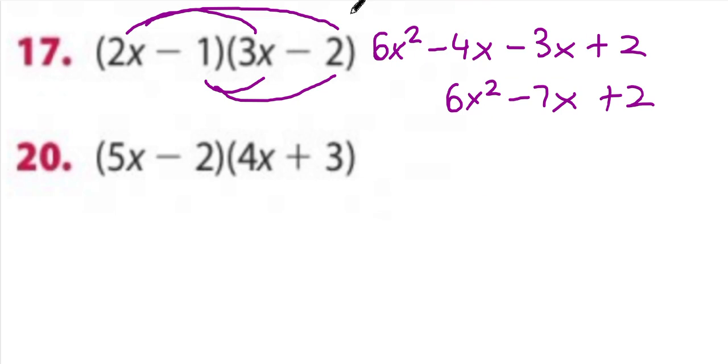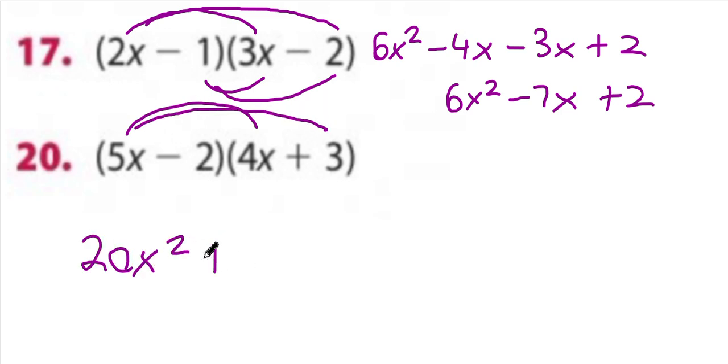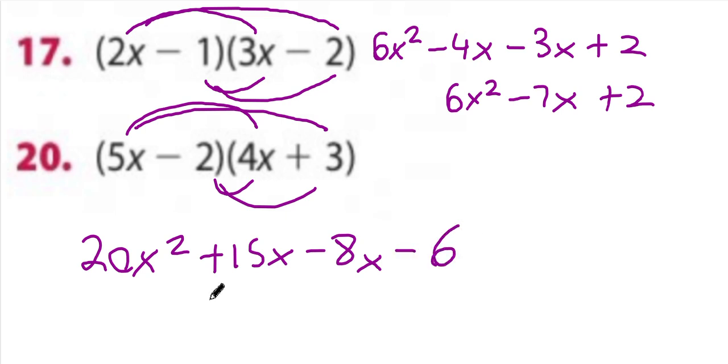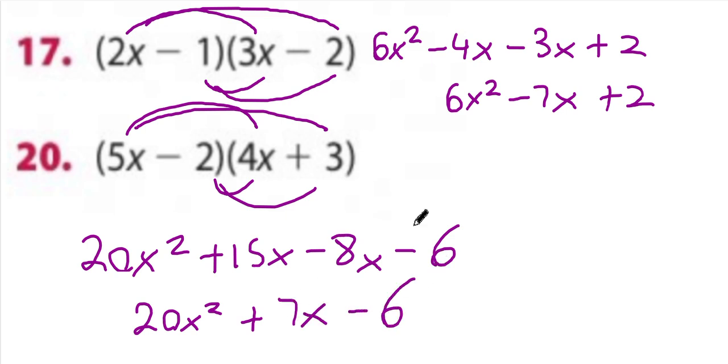Okay. How many people have done 20? We're going to do it, then I'm going to let you work at your own speed, okay? 5x by 4x. Anybody? 20x squared. 5x by 3. Minus 2 by 4x. Minus 2 by 3. Okay. 20x squared. What's 15 take 8? 15 take away 8, guys? 7x, yeah. And then minus 6.